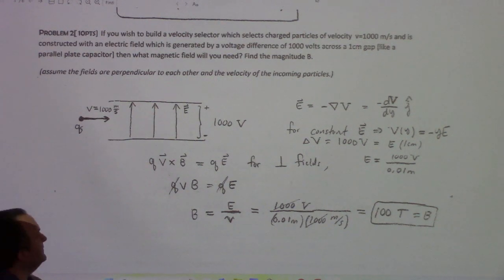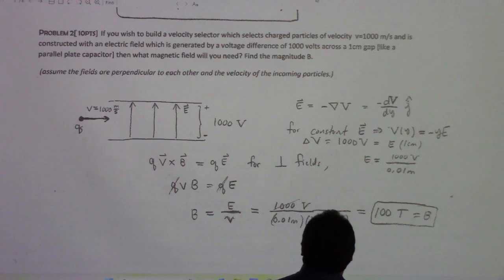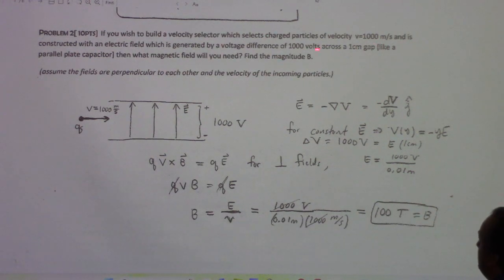So if you wish to build a velocity selector which selects charged particles of velocity 1,000 meters per second, and it's constructed with an electric field generated by a voltage source with a difference of 1,000 volts across a 1 centimeter gap, like a parallel plate capacitor, then what magnetic field will you need? Find the magnetic magnitude B.